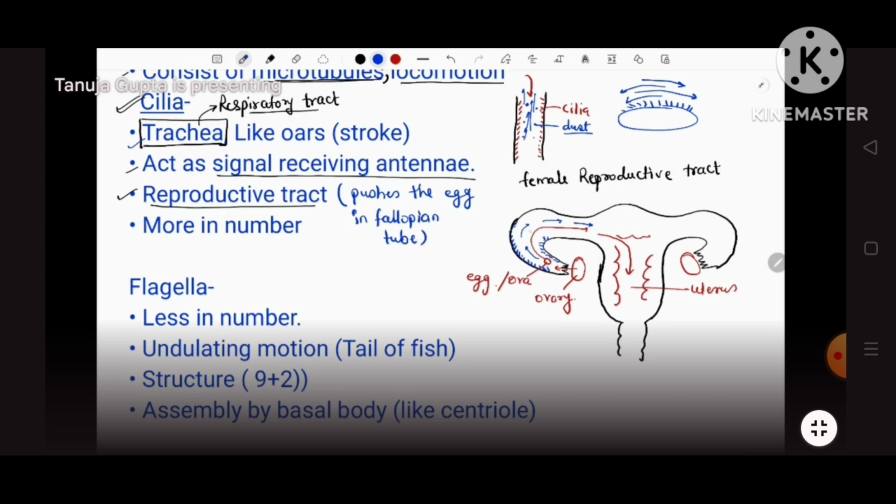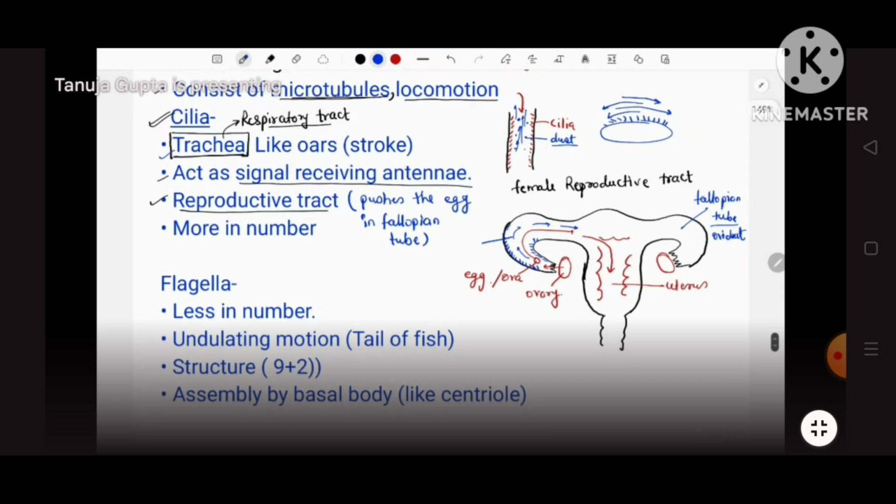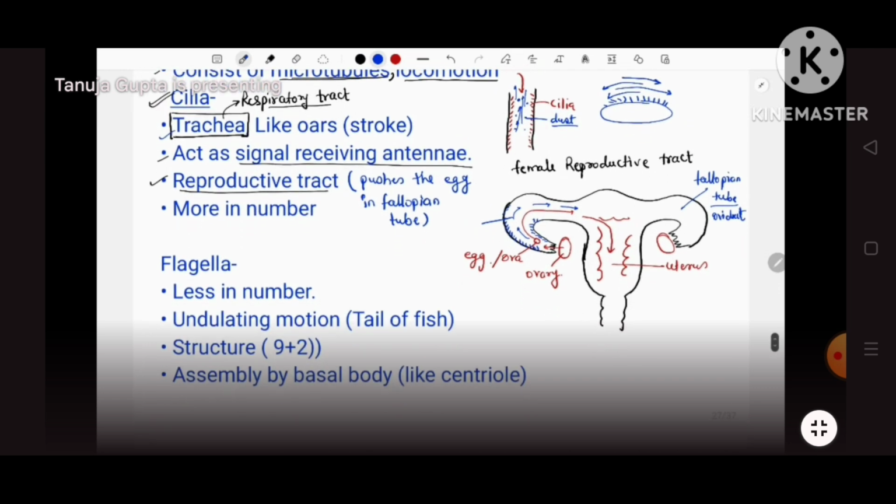What is this fallopian tube? This whole tube is the fallopian tube. I'll write over here, this is the fallopian tube, sometimes also called the oviduct. We will talk about this later; all these things we will do later on. In this fallopian tube, the eggs travel or are pushed further with the help of cilia.